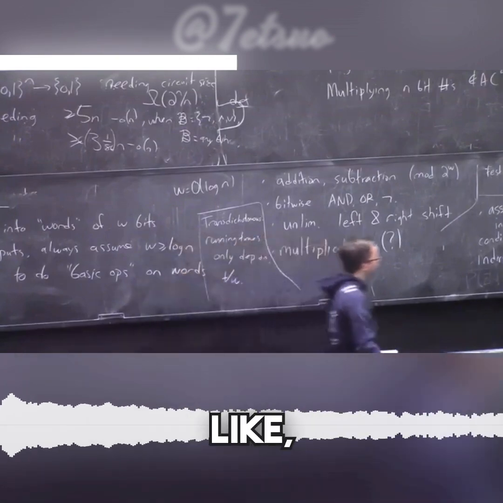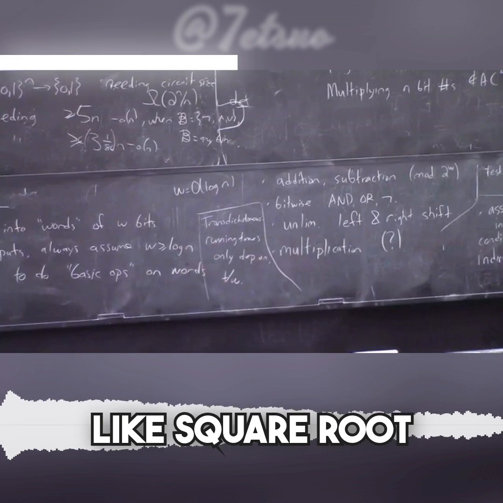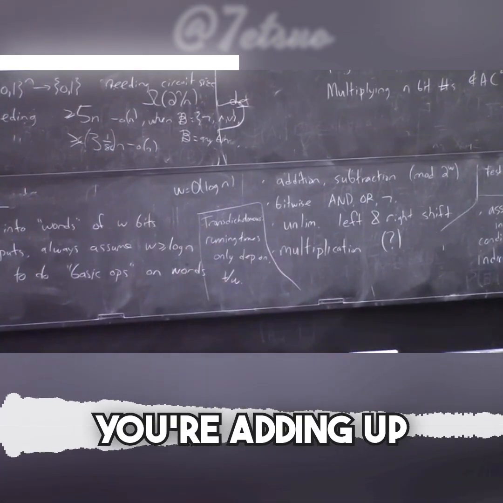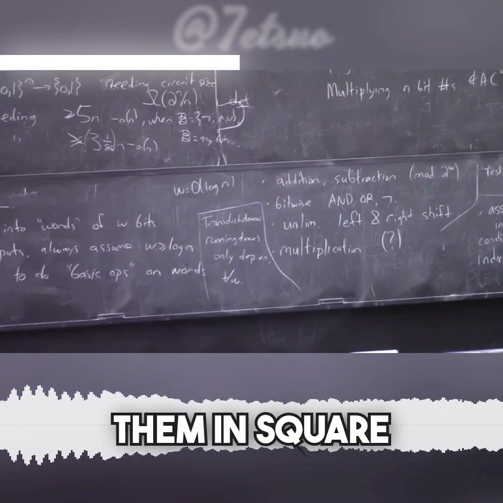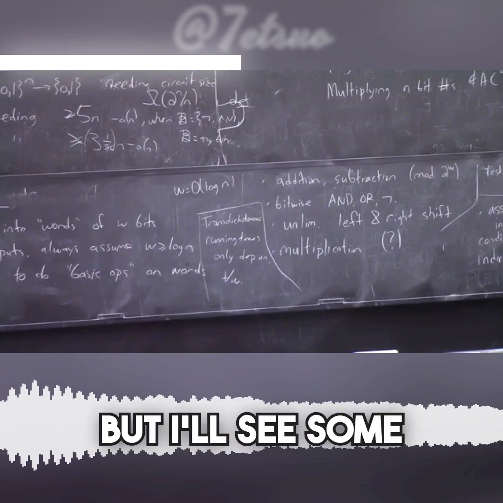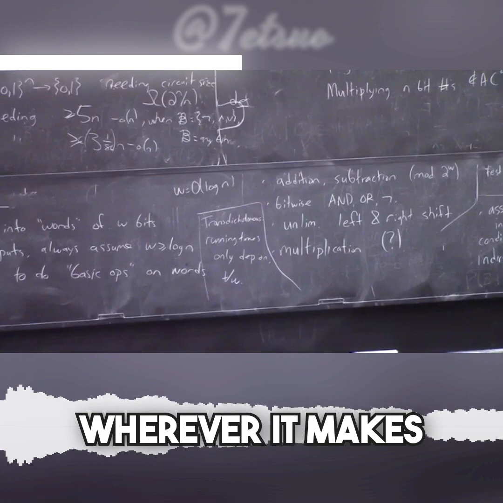And this is an example, right? Even if the word sizes here are like square root n, then it's fine. You're adding up square root n bit numbers, and you're storing them in square root n bit words. So it doesn't really depend on w here. But I'll see some examples in a second where it makes a difference.